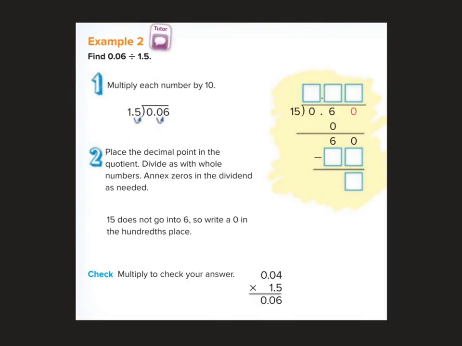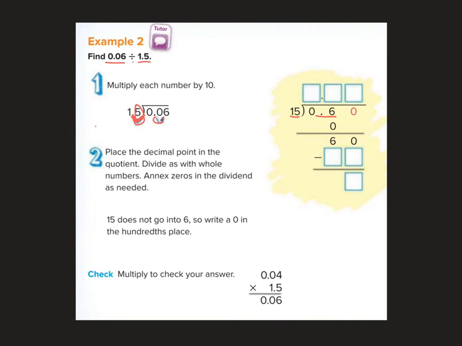All right, so this one we're doing 6/100 divided by 1 5/10. Okay, so 1 5/10 has one digit to the right of the decimal. So that means I need to move the decimal point one spot to make that a whole number of 15. So if I'm moving one spot on the outside, I need to move one spot on the inside. So that's going to make this 6/10 instead of 6/100.